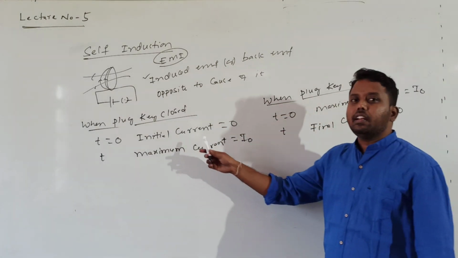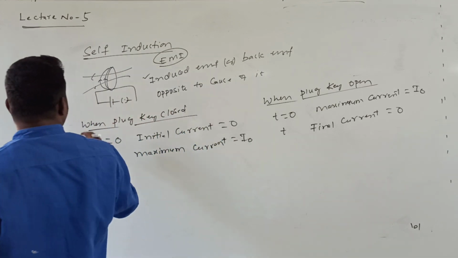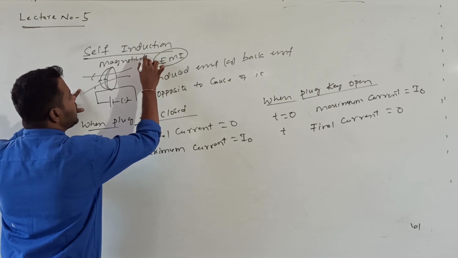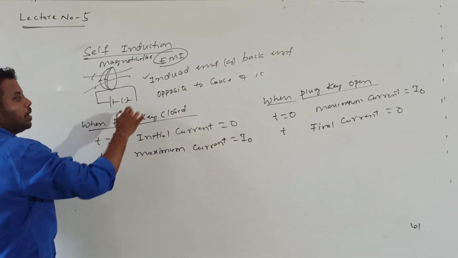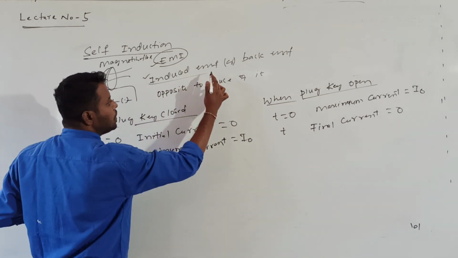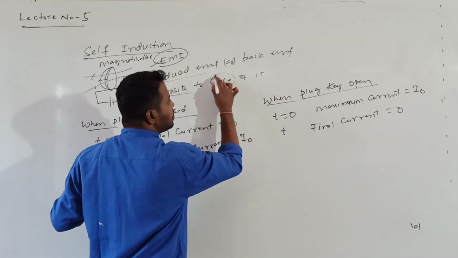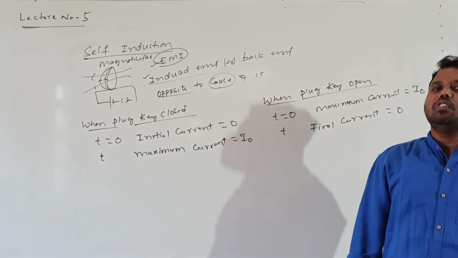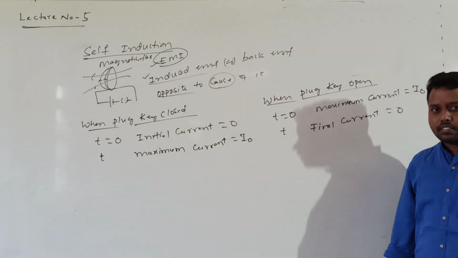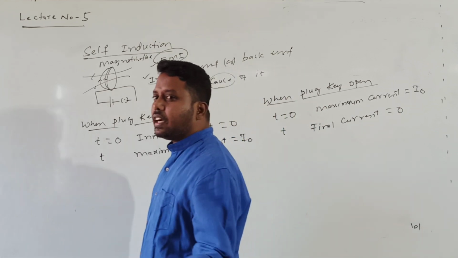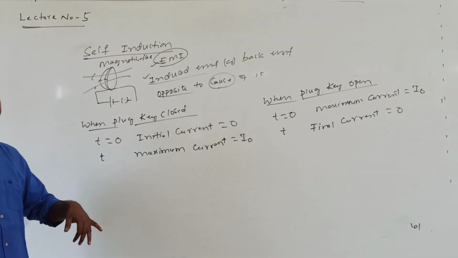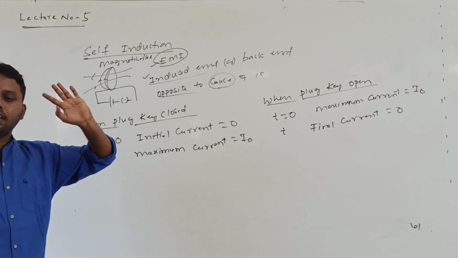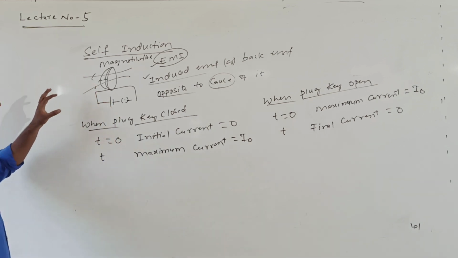When the plug key was opened, the current in the coil started to decrease. When the current in the coil decreases, what happens to the magnetic flux linked with the coil? The magnetic flux linked with the coil decreases. Because of the EMI phenomenon, again induced EMF will develop in a direction opposite to its own cause. What is the cause here? The decreasing of current. That's why the coil will not allow the current to decrease. Are you getting it? The coil is not allowing the current to increase and not allowing the current to decrease because of the developed induced EMF. So the coil opposes the change of current.